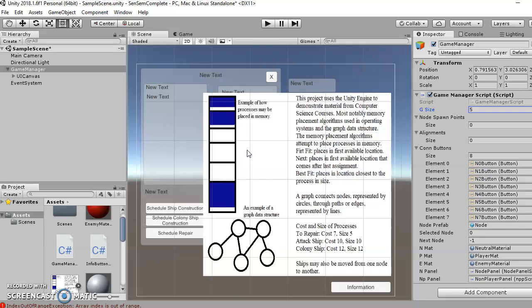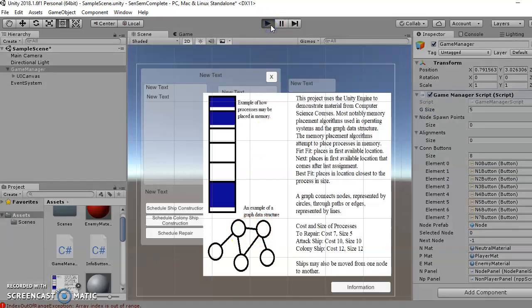First fit just places it in the first place it goes into. Next fit puts it into the first place after the last placement, and best fit tries to find the closest in size to the process. Graphs show connections between objects or nodes through edges. So the nodes here would be represented as circles and the edges as lines.